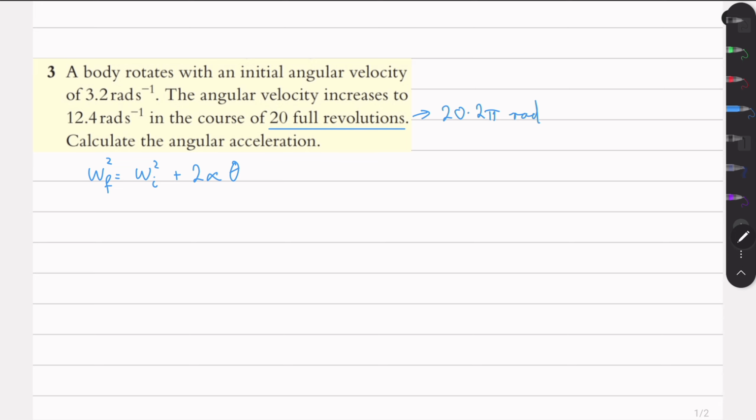So now we know everything. We need to solve for a. We know the final speed is 12.4, and this is equal to 3.2 squared plus 2 times the unknown times 40 pi. We can simply rearrange this equation and find that this will be 0.57 radians per second squared.